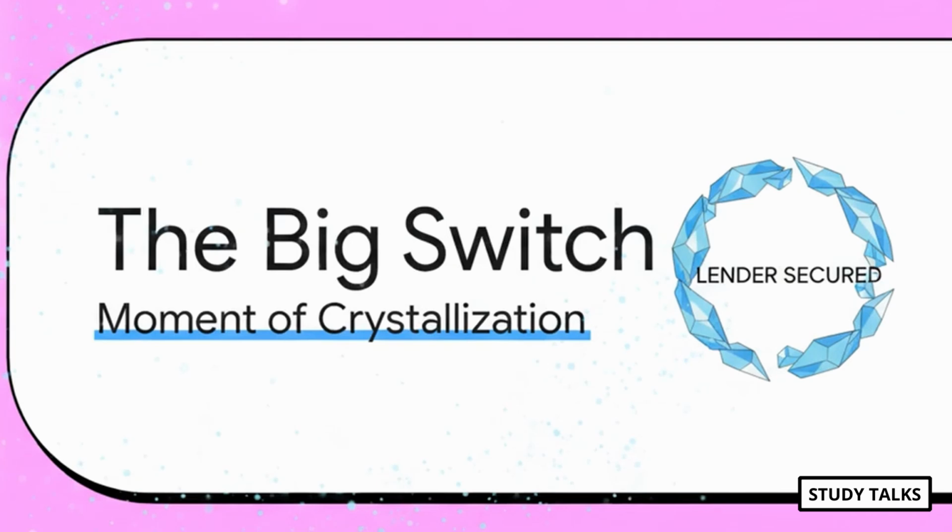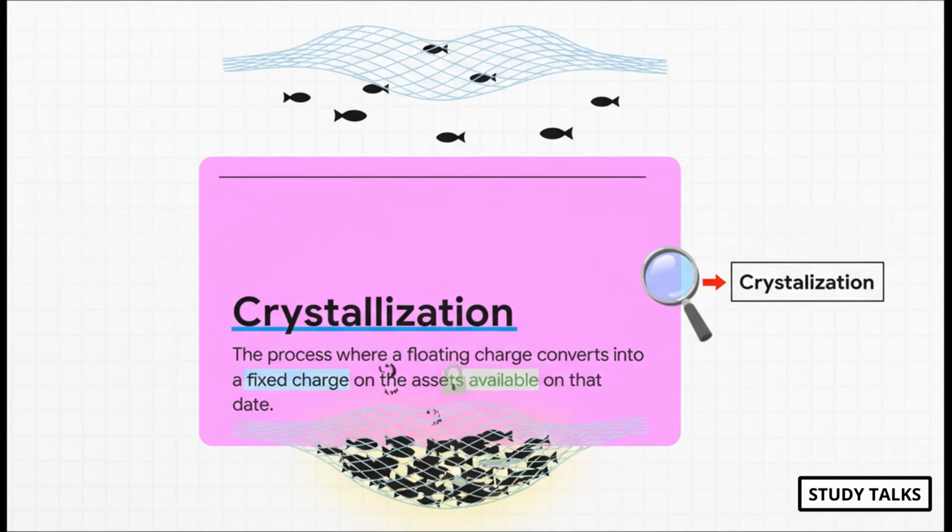Now, that floating charge sounds pretty flexible, but you might be wondering, what happens if the company gets into real trouble? Does the charge just float away and leave the lender with nothing? No way. That's where this next crucial concept comes in. It's called crystallization. Crystallization is the exact moment a floating charge stops floating and instantly becomes a fixed charge.